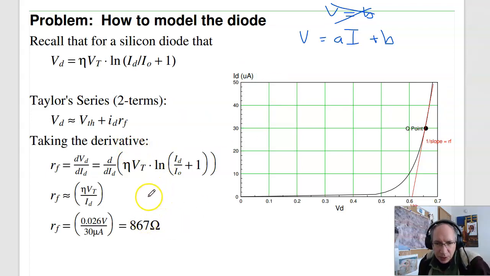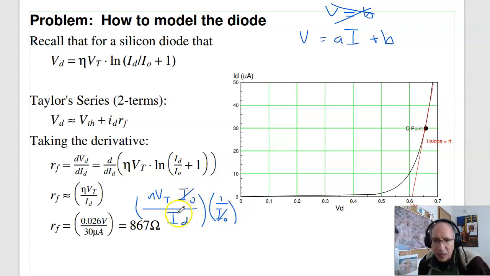So this is going to be nVT times 1 over x, which is I naught over ID, times the derivative of the inside, which is 1 over I naught. So these terms cancel. ID is the current through the diode at DC. That's the previous analysis we did. I've got to do the DC analysis to find out what is the current through the diode. That's important. That tells you the slope.